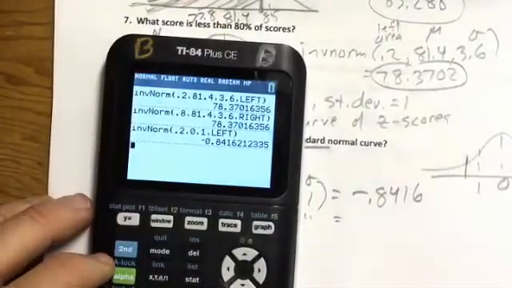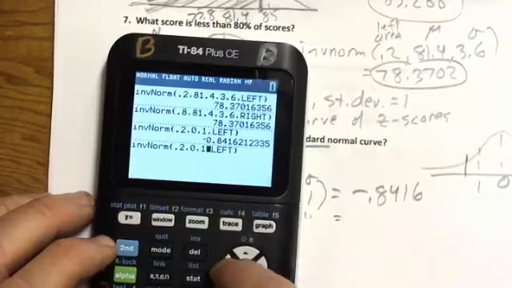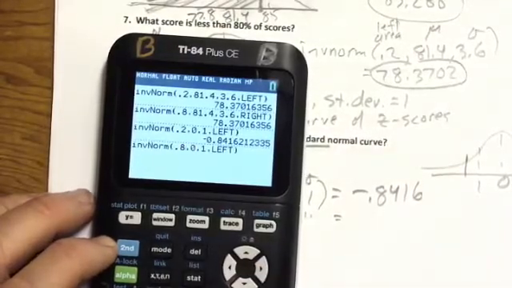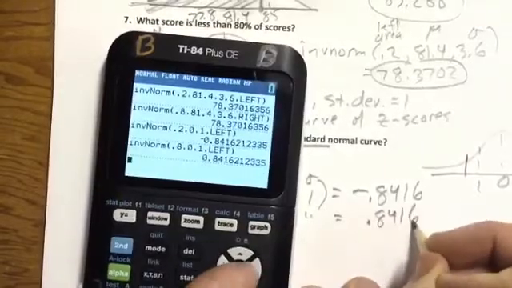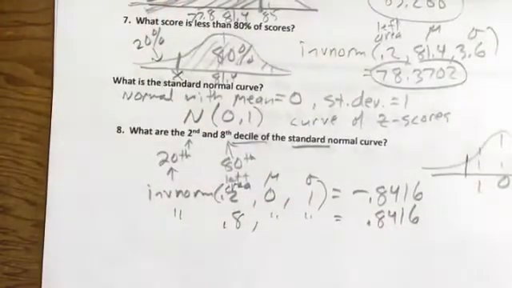Now let's see what that is. I'll just re-enter that command and just change this to 0.8. It's going to be the same thing, but positive. So it's going to be 0.8416, like that. And so there you go. So that's how you find deciles. So there we go. All right.